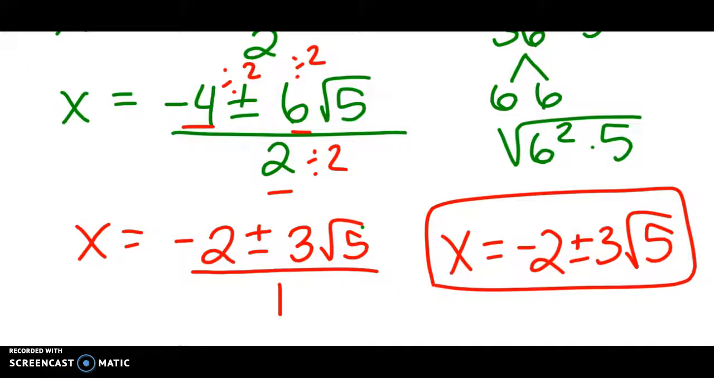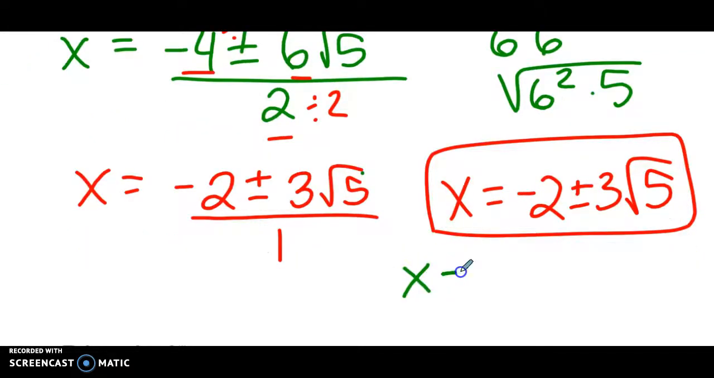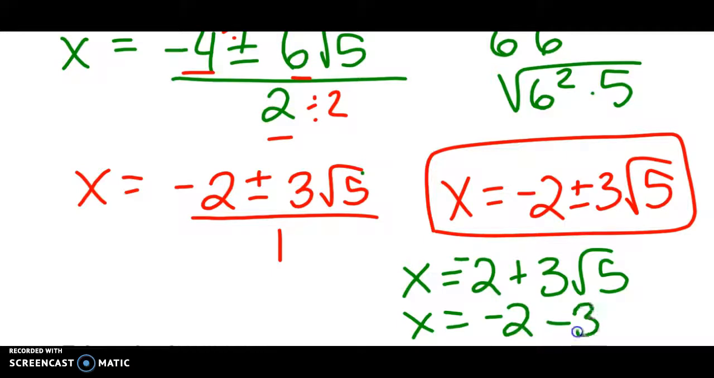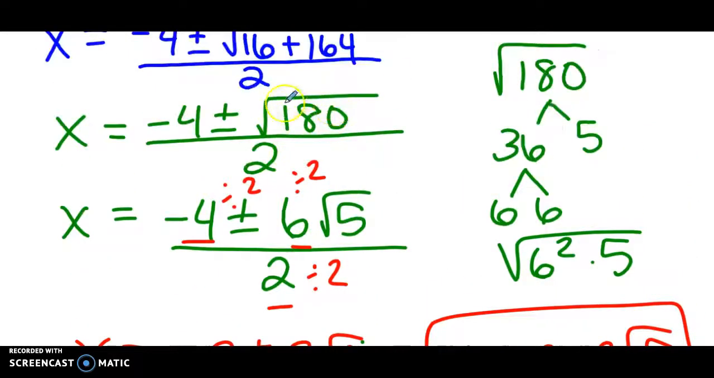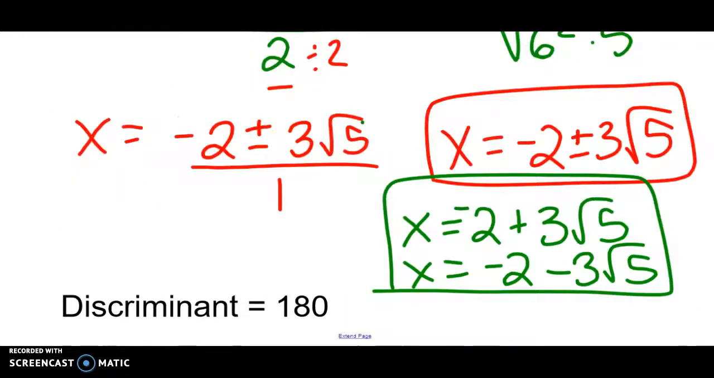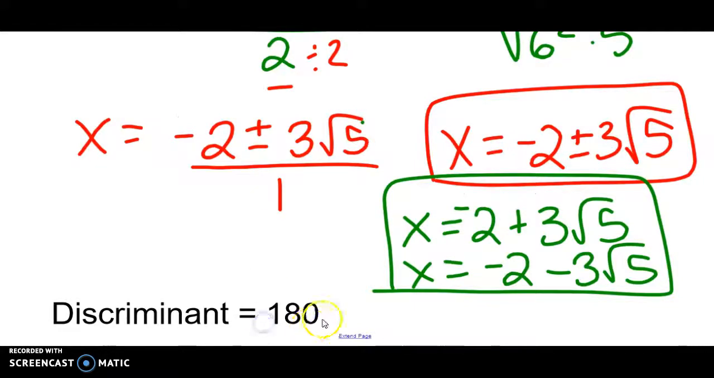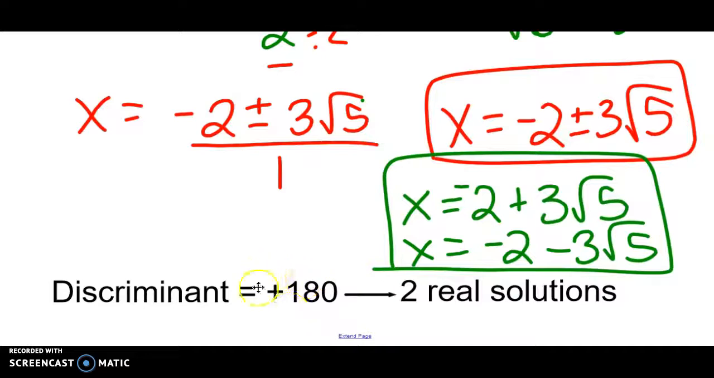We could say that is really x equals negative 2 plus 3 root 5, and x equals negative 2 minus 3 root 5. So we could write it as two separate solutions. We also see, if we look under the radical here, that our value under there is 180. That's what we call the discriminant. We saw back in the notes that when the discriminant was positive, we got two real solutions. So a positive discriminant, or a positive number under the radical, gives us two real numbers.